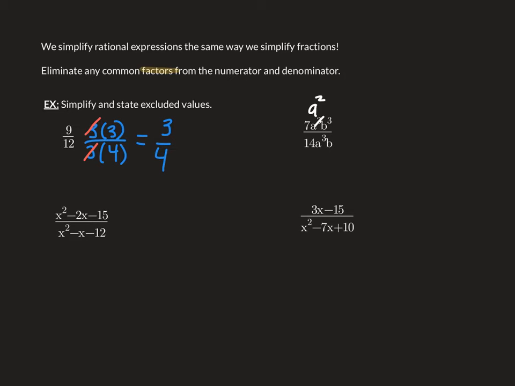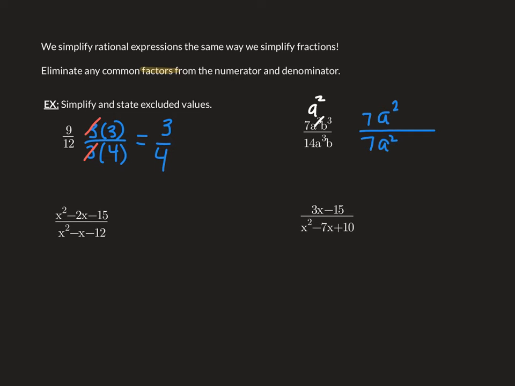Okay, maybe a little bit different, but start the way we've started before. If I look at just the normal numbers, the 7 and the 14, what do they both have in common? Well, right, they both have a 7 in common. So I know that my common factor is going to start with 7. Then we're going to look at the a's, only the a's. I'm ignoring the 7 and the 14, I'm ignoring the b's, and I'm looking at the a's. The numerator is a squared, the denominator is a cubed. What do they have in common? What is their greatest common factor? Well, their greatest common factor would be a squared.